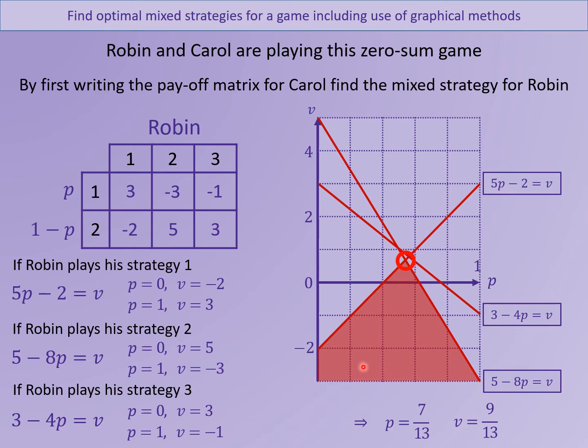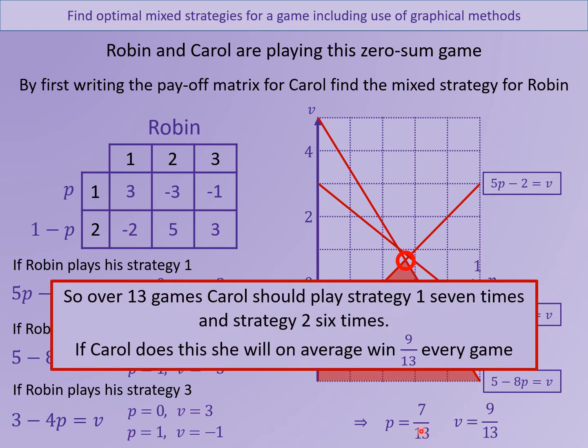So if you're going to put it in simple terms for Carol, you would say to Carol, roughly every 13 games, you should be playing this strategy here, strategy 1, about 7 times, and for the other strategy, you should play that about 6 times. So roughly 50-50, but not quite. If Carol did that, then on average she would win 9 out of 13 every single game. Actually, it would be in her favour. Now that's all stuff that you knew from last year, nothing different.